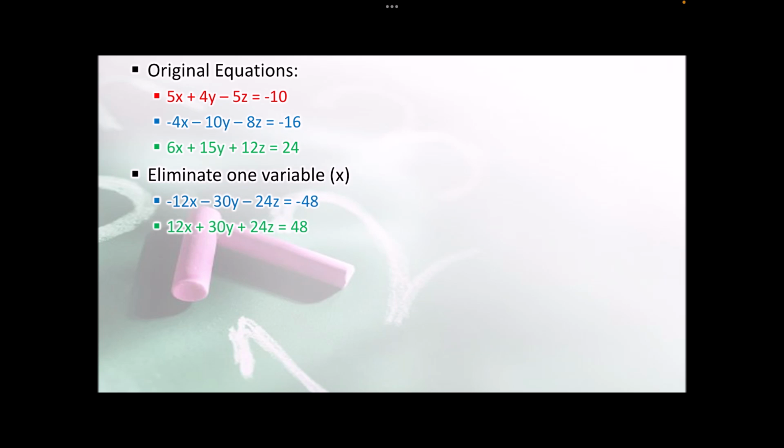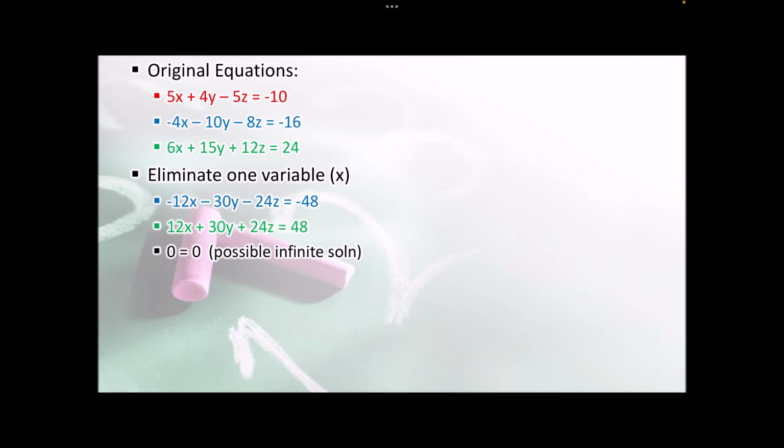Let's try another example. Here, I don't have a particular variable that has a 1 or negative 1 as its coefficient. So I am going to default to elimination. Let's eliminate the x variable using the blue and the green equations. Go ahead and pause the video until you have that done. If you did eliminate the x variable, I would need to multiply my blue equation by 3 and my green equation by 2. After adding those two equations together, I get 0 is equal to 0.